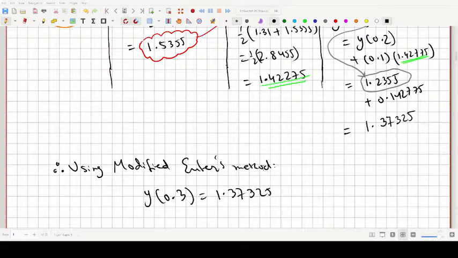So this is how we find out the explicit value of a particular function, the solution of the differential equation. I guess we will stop here for now.